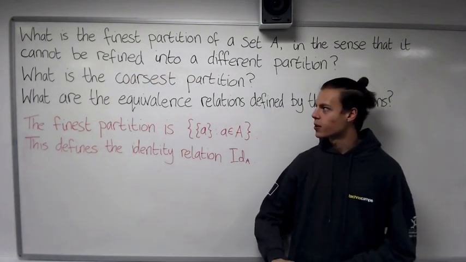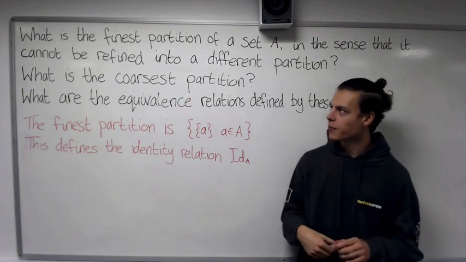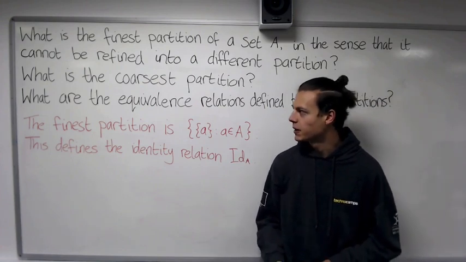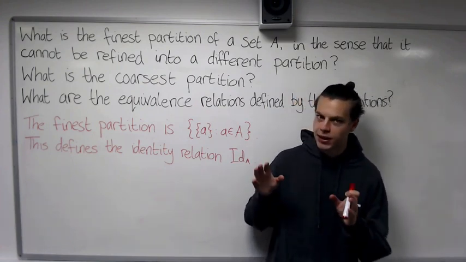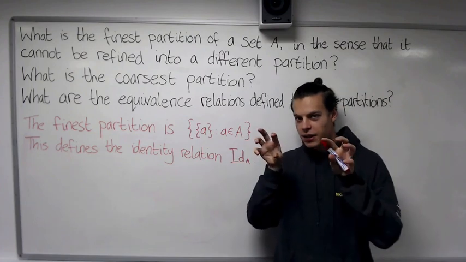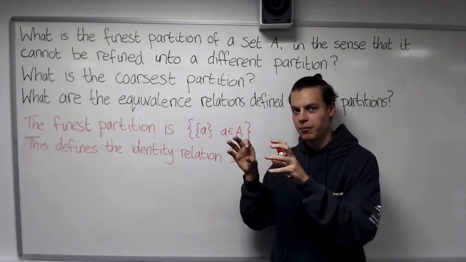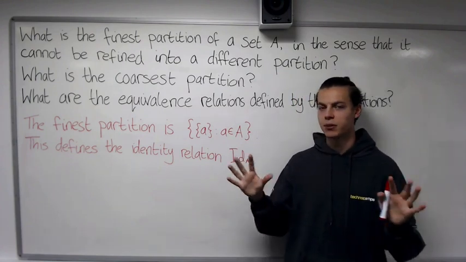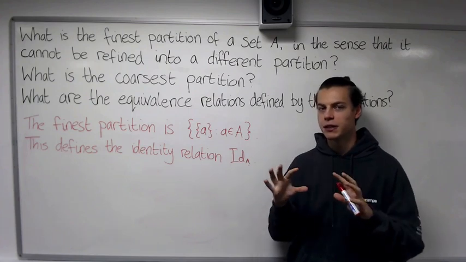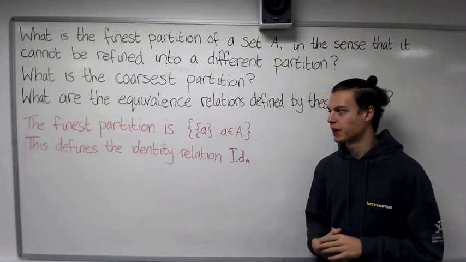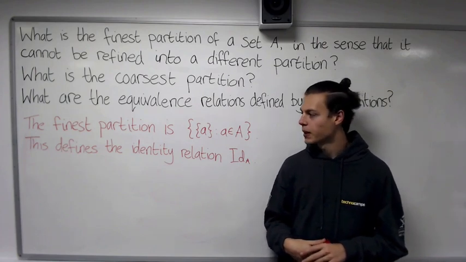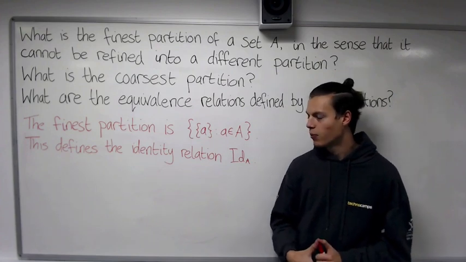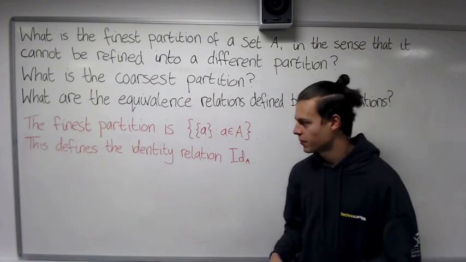Next, we want to know what is the coarsest partition of the set A. Coarsest simply meaning least fine, right? So what is the least fine partition? For the finest partition, we wanted groups that can no longer be split up or refined. This is the opposite, so we want everything to be together in the same group in this partition. So in other words, this partition consists of just one set, the set A itself.